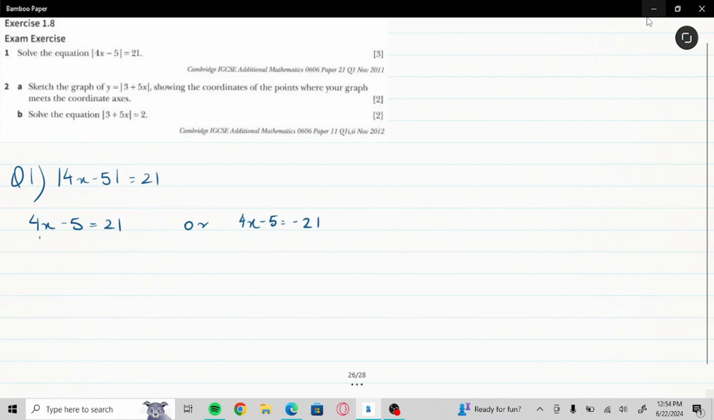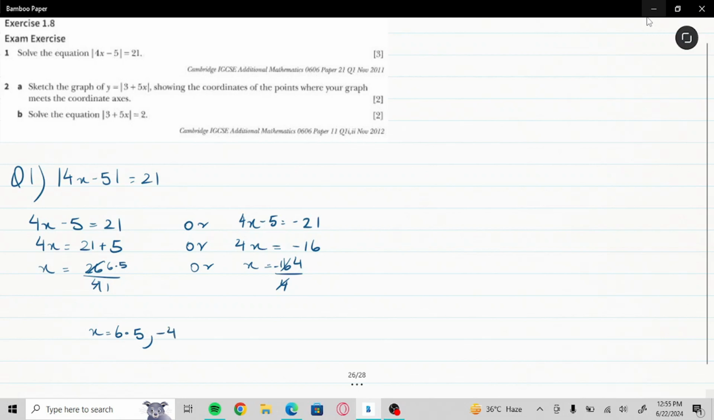So just simplify this. 4x equals 21 plus 5, which is 26, or 4x is equal to minus 21 plus 5, which is minus 16. So x is equal to 26 upon 4, or x is equal to negative 16 upon 4. So 4 fours are 16, and 26 divided by 4 is actually 6.5. So x is equal to 6.5, comma, negative 4. That's our two values, and that's it for question one.